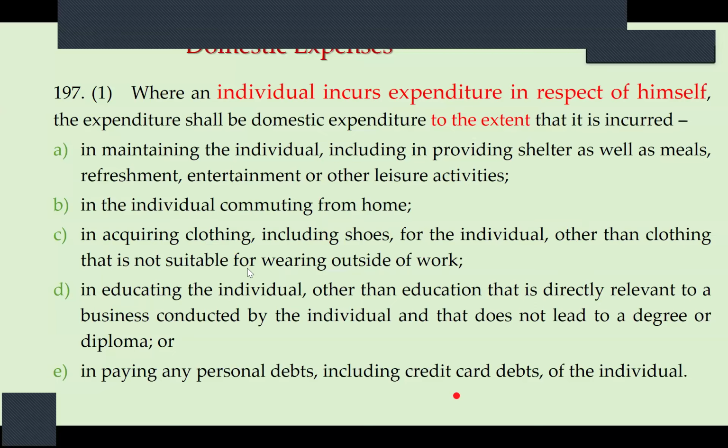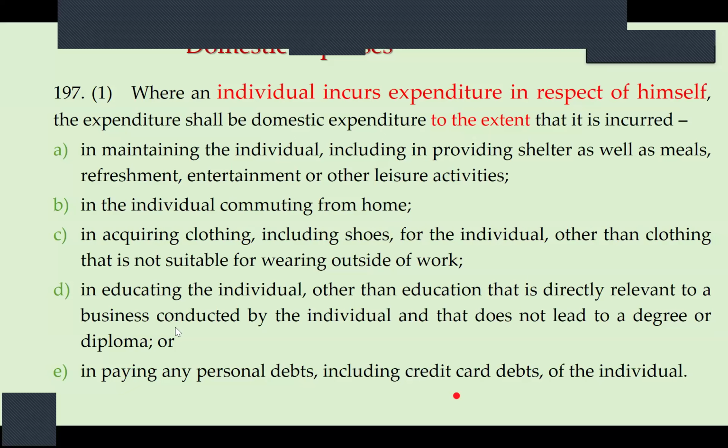So every Friday in the bank sector and the public sector, they are wearing a t-shirt and trousers. It is also a kind of uniform, but it is not allowable as a deduction. Why? It is suitable for wearing outside of work. But safety clothes and shoes are not suitable for wearing outside. So therefore that kind of uniform is allowable as a deduction.